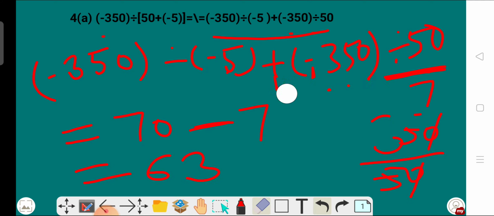So from here we can say that the value of the right hand side is 63 and the value of the left hand side is minus 70 upon 9. What was the value of the left hand side? The value of the left hand side is minus 70 by 9 and the right hand side is 63.